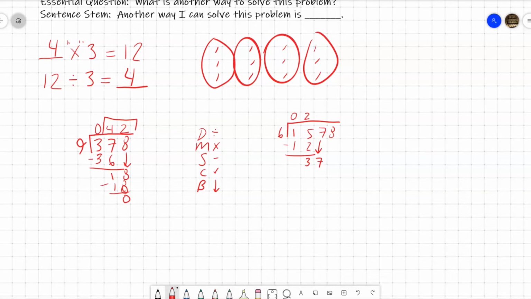So I divide. How many 6s are in 37? There are 6. 6 times 6, I'm multiplying. 6 times 6 is 36. Subtract, and then I check. Is 1 less than 6? Yes, it is. Then I can bring down. How many 6s are in 18? There are 3. 6 times 3, or 3 times 6, is 18. Subtract, and then I check. Is 0 less than 6? Yes. Is there anything left to bring down? There is not. So now I have an answer. 263 is my answer.